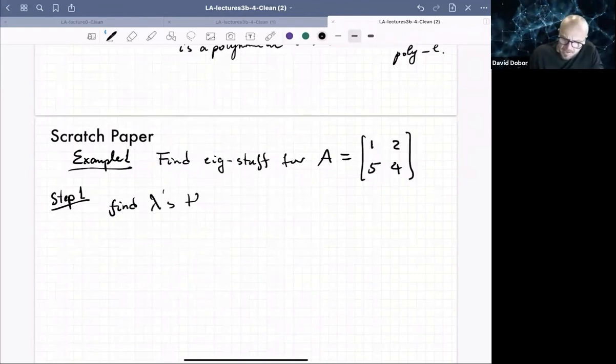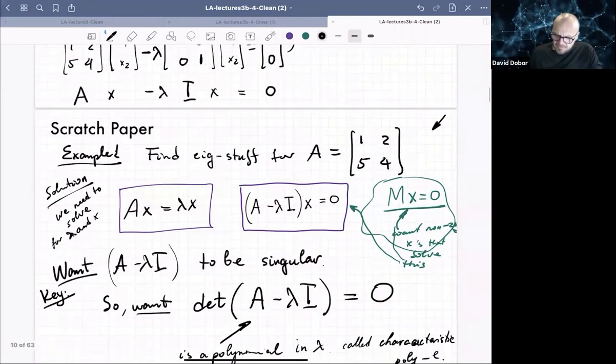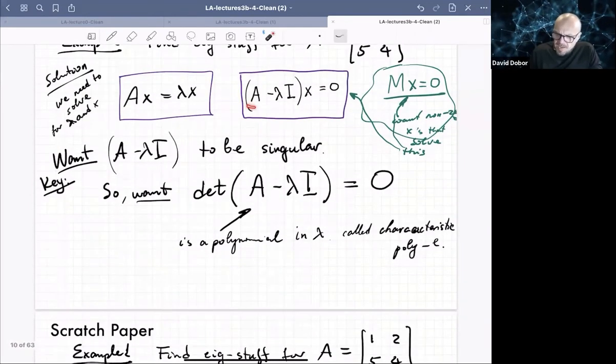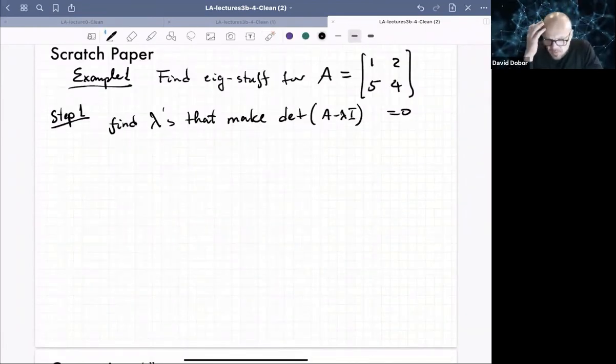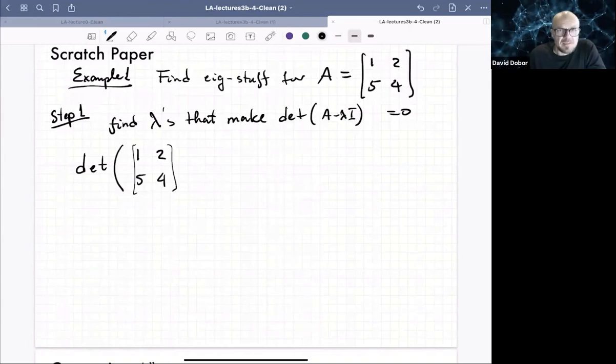Lambdas that make this determinant zero, because only for those lambdas will I have that matrix times x equals zero with a non-trivial solution. So let's write the determinant of this, my A, 1, 2, 5, 4. Once you do an example or two, you'll usually omit writing this step down, but I just want to write it in a very detailed way.